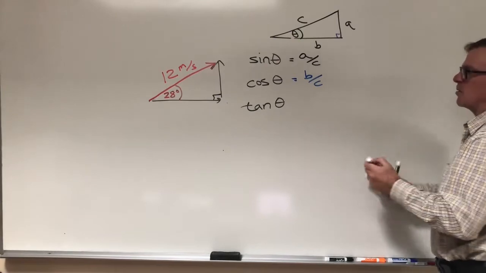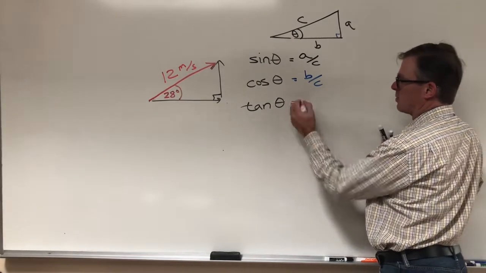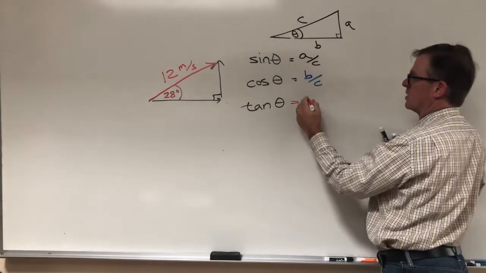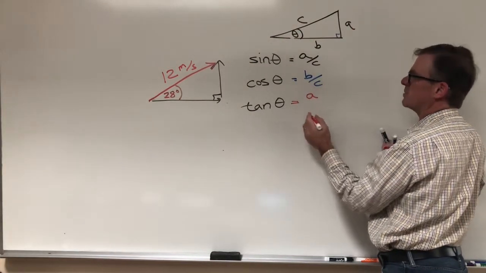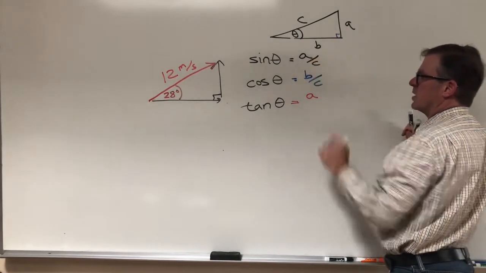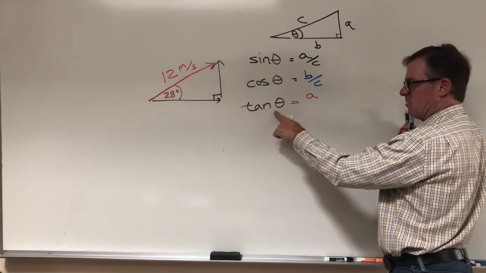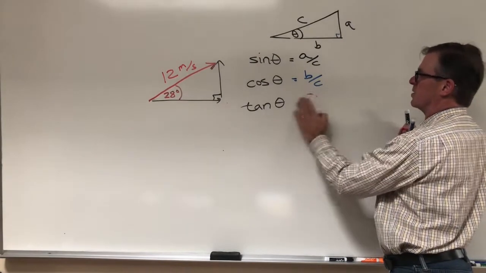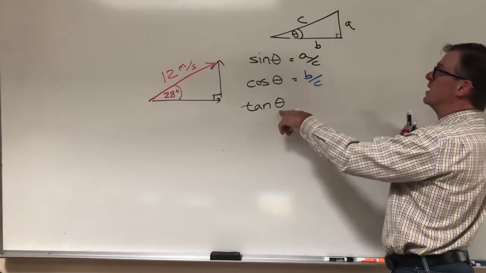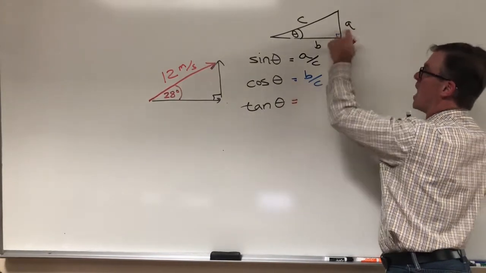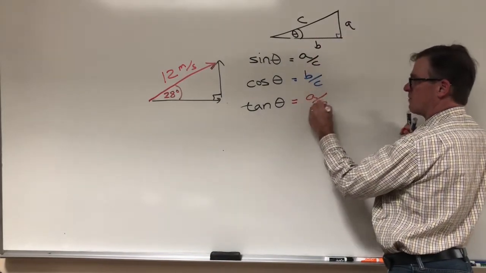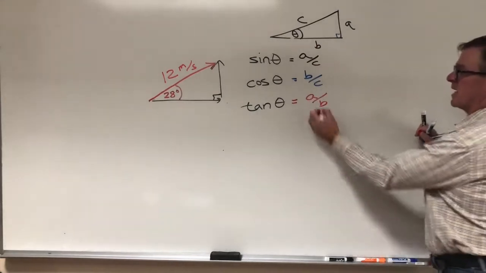And tangent, which we won't use today, probably, is the ratio of the opposite side to the hypotenuse. So A over, I'm sorry, I misspoke. Opposite over adjacent. The tangent of the angle theta is the ratio of the opposite side to the adjacent side. So in this triangle that I've drawn for an example up here, it would be side A over side B.